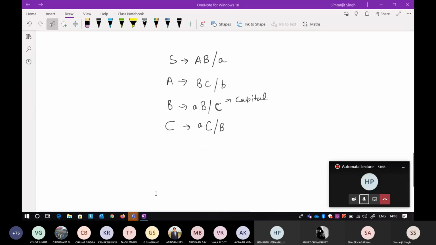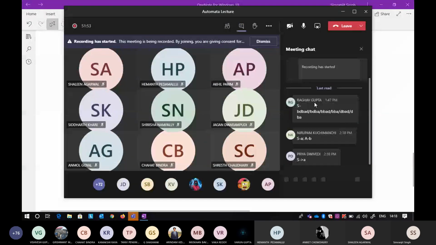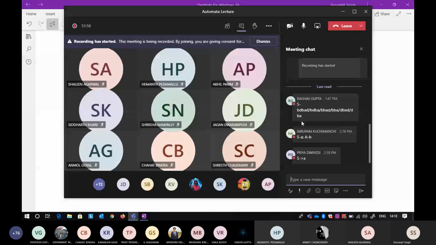Just let me see if it is correct or not. Yeah, I think that is correct. So Nirupam has given the right answer, but Priya has also given the right answer, because if you're seeing that A is not reachable from S, the production is already resulting in S tends to A. So that is the right answer given by Priya.